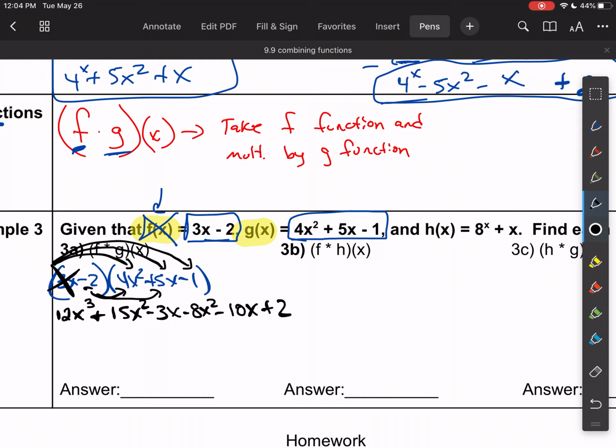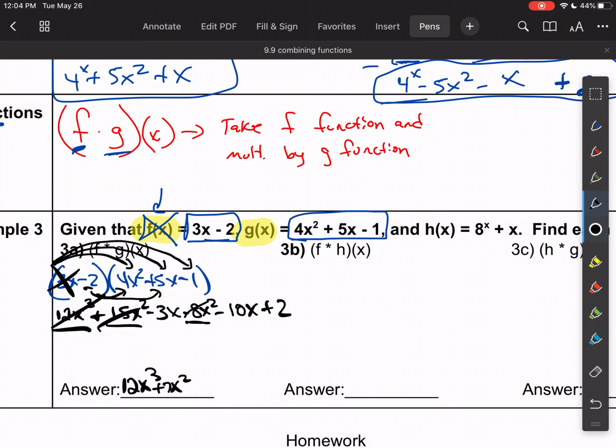Okay, so now I've done my distribution, and I'm now combining like terms. Here, there's nothing in common. There are no like terms with x cubed, so I'm going to keep that 12x cubed. This is done. But the x squareds, there are 2 of them, so I'm going to combine them. 15 minus 8 gives me positive 7x squared.